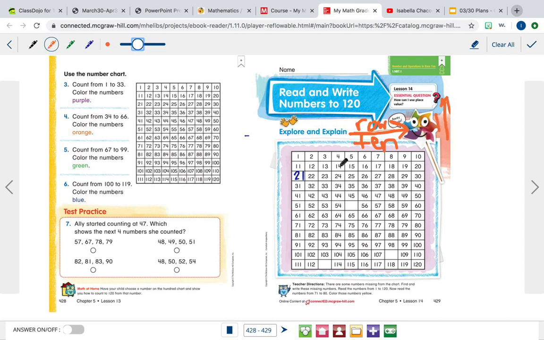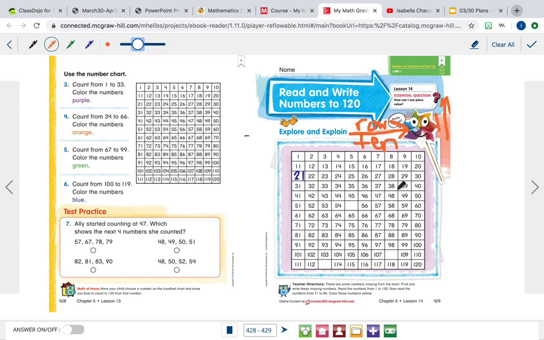Okay, so we looked this way, so we're going to look at the tens place. Look at the tens place on all of these. 5 tens, 5 tens, 5 tens, 5 tens, 5 tens, 5 tens, 5 tens, and then it goes to 6.